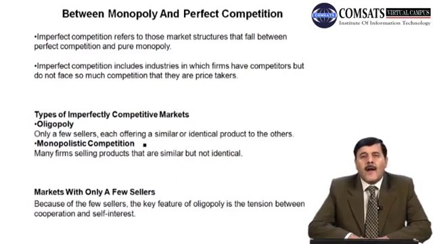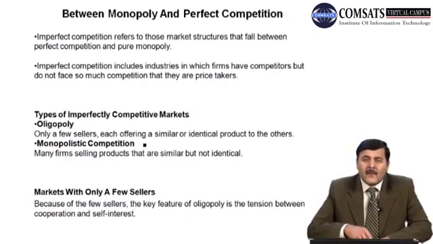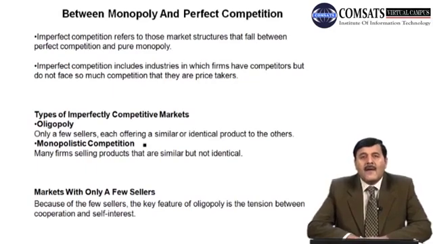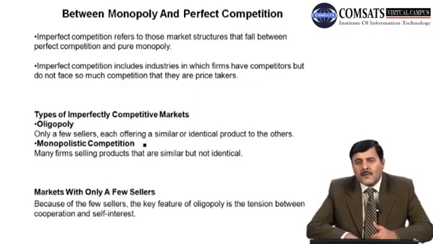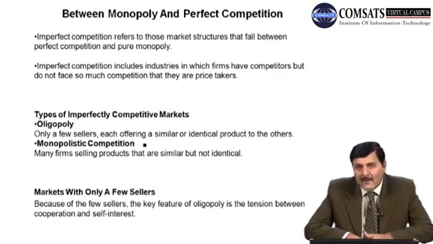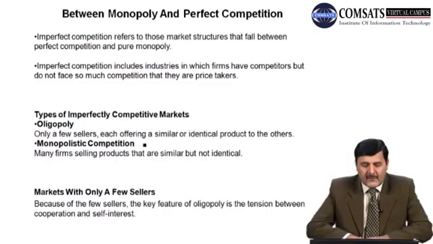Now how do we define an oligopoly market structure? When we use the word few, when there are few firms in the industry, each firm offering a similar or identical product to the others, it is called an oligopolistic market structure, right? So when we use the word few and they are selling an identical or similar product to the others in the market, that sort of structure is known as the oligopolistic market structure.